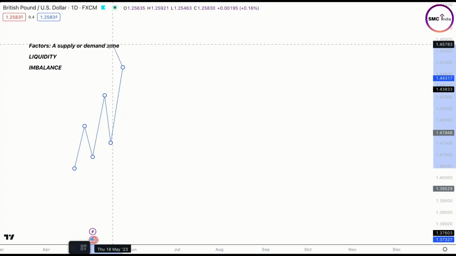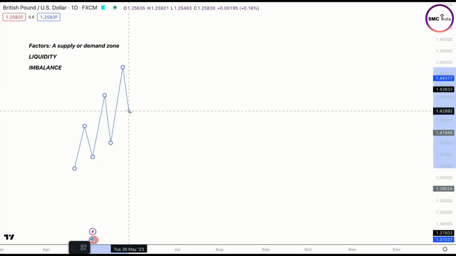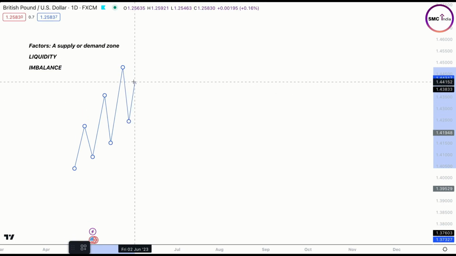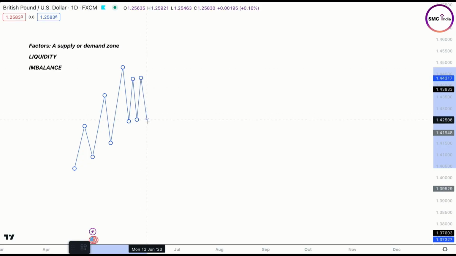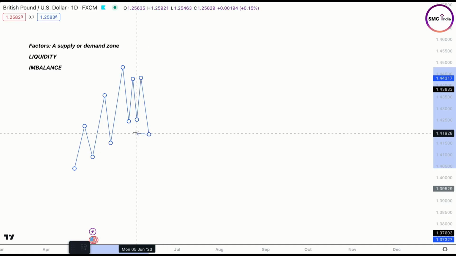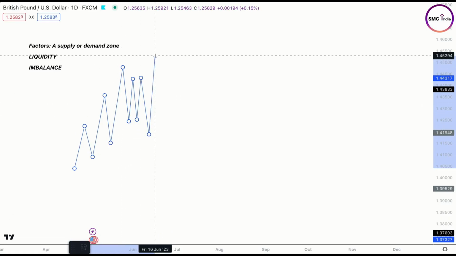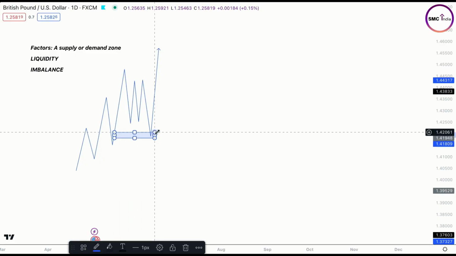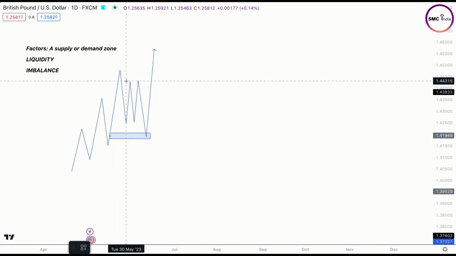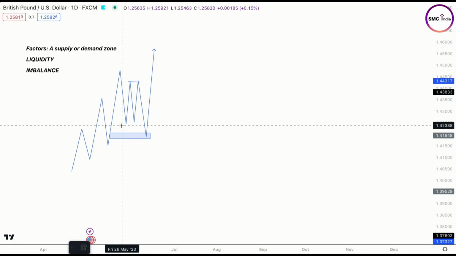What happens is that the price retraces back and creates liquidity up here. You could see that there is a double top and there is liquidity up here. And then the price retraces back to this order block and then shoots up again. So whenever the price comes to this order block here, you could see that there is liquidity up here and there is liquidity down here too.